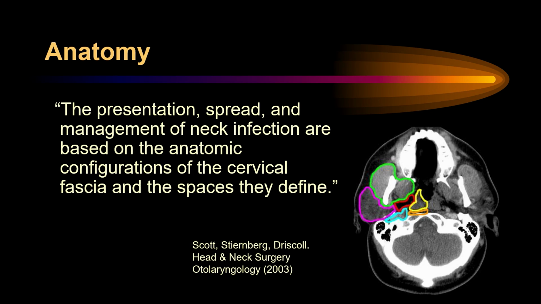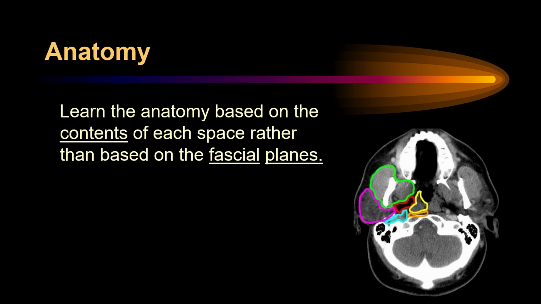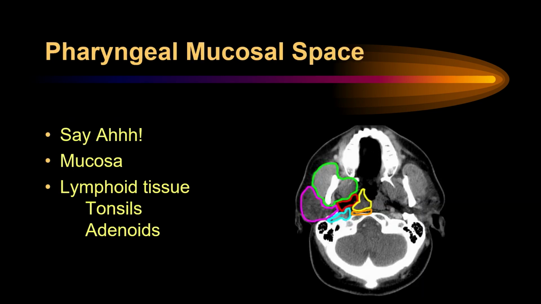You can't push an easy button and have that pop up on your CT scanner. So how are we going to learn this anatomy? Well, you can't really see the cervical fascia unless I've drawn them in for you, but I'm going to teach you the anatomy based on the contents of each space, which I think is probably a better way to learn the anatomy. Let's start with a really easy one.